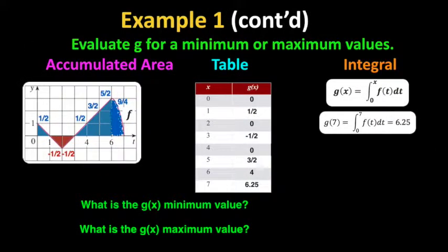So we have our function g of x illustrated as a graph for the accumulated area, a table of values for g of x, and an integral equation for g of x, including the g of 7 that we calculated as the completed area. What is the g of x minimum value? It appears in the table to be -1/2. What is the g of x maximum value? That appears to be 6.25.